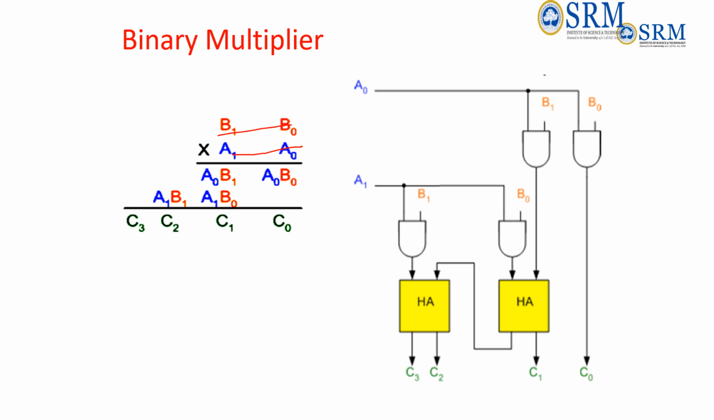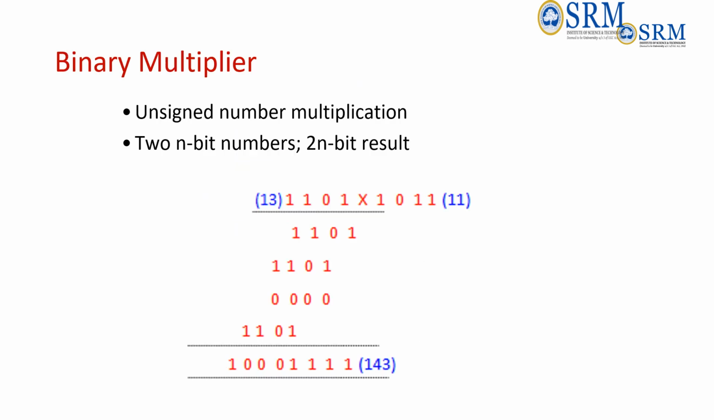Basically B1 and B0 and A0 are given as input. A0 B0 is C0, and A0 B1 plus A1 B0 is C1, and this carry is given to the next stage where A1 B1 plus this carry gives C2 and C3. This is how you generate a binary multiplier. So this is how the multiplication takes place.